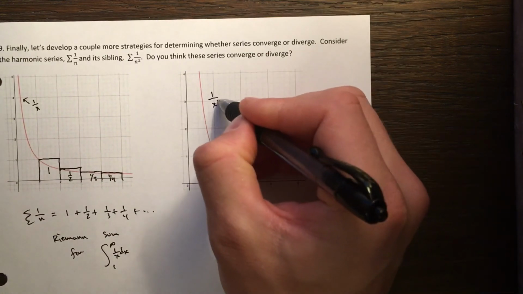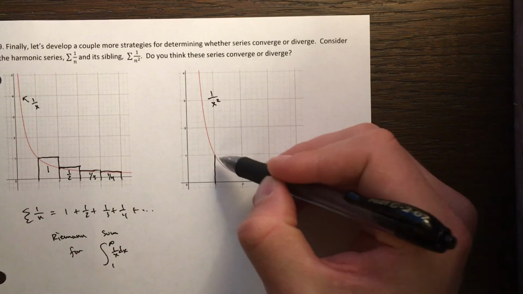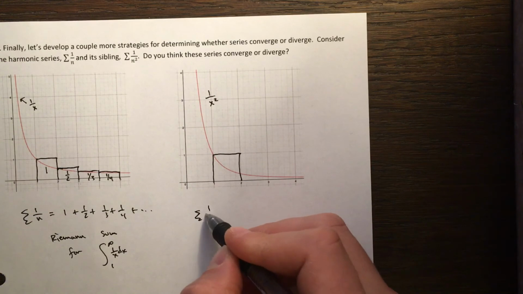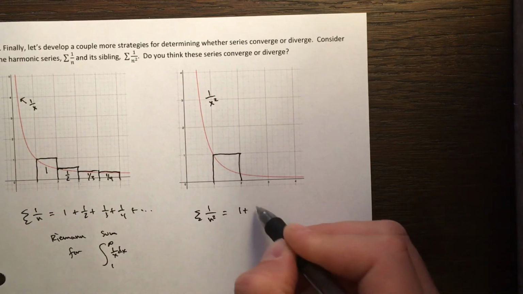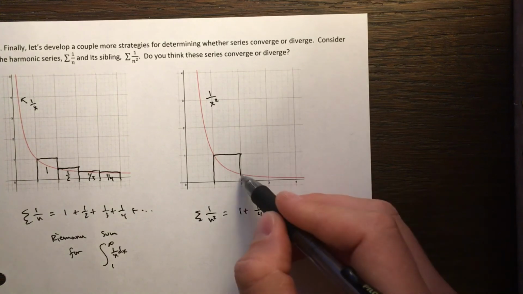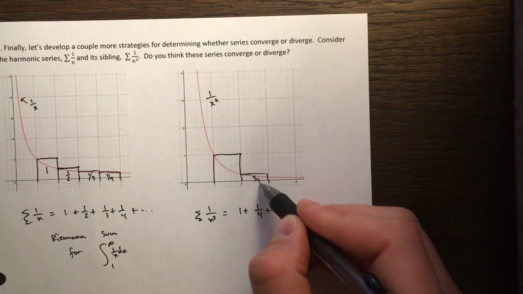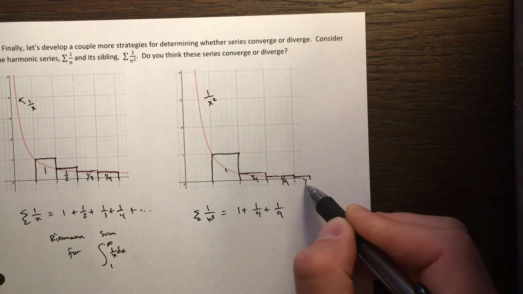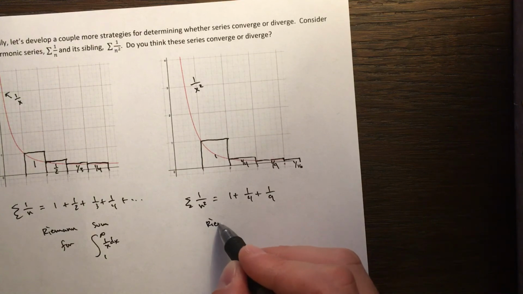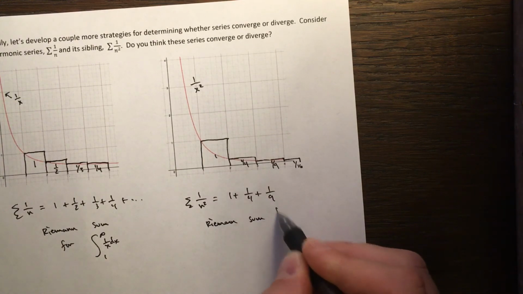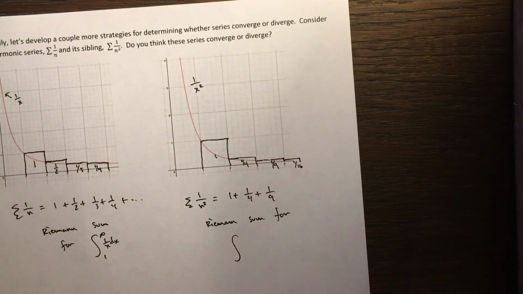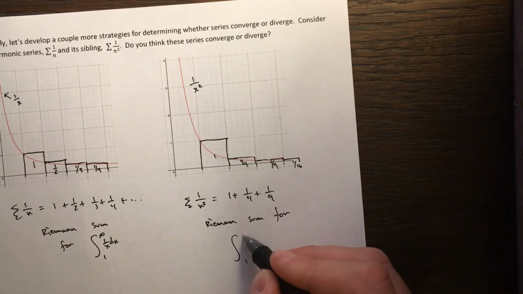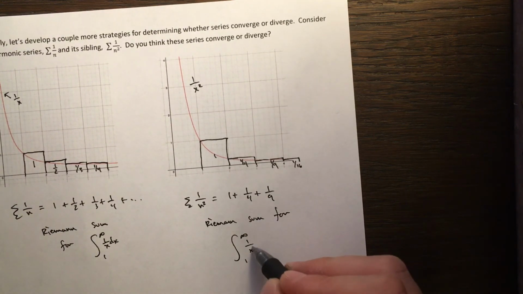And this is 1 over x squared. So drawing some things on here, that right there is 1. The sum of 1 over n squared would be 1 plus 1/4 plus 1/9. Here's 1/4. Here is 1/9. And the next one is 1/16. Well, this is just a Riemann sum for the integral from 1 to infinity of 1 over x squared dx.